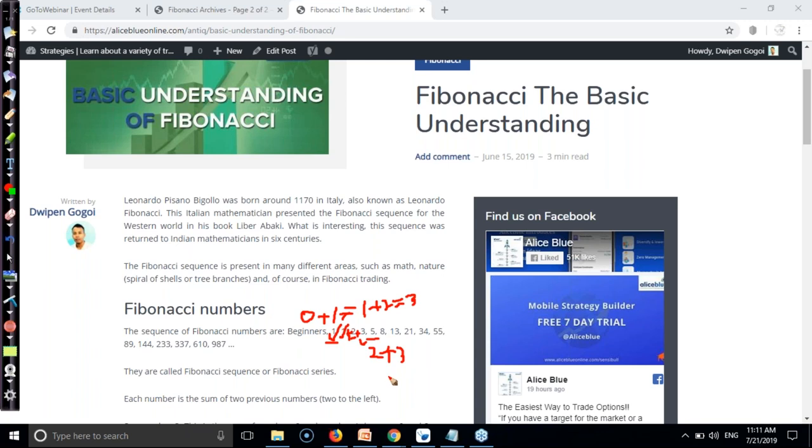Now you can see 3 plus 5, it will be 8, right? This is 8. And 5 plus 8 is equal to 13. So Fibonacci number is calculating like that. When we calculate each other, we'll get the next number, right? So this is a Fibonacci number.